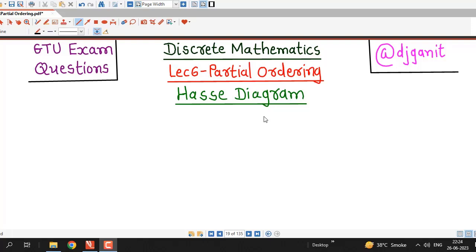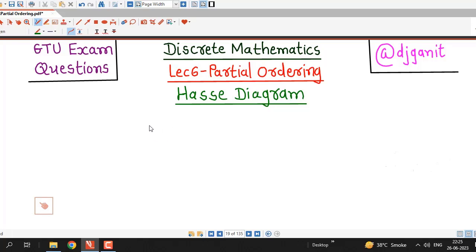We have seen how to represent a relation using a directed graph or digraph of the relation. For a partially ordered set, we have the Hasse diagram for its representation. So we will see how to draw the Hasse diagram of a partially ordered set in this lecture.